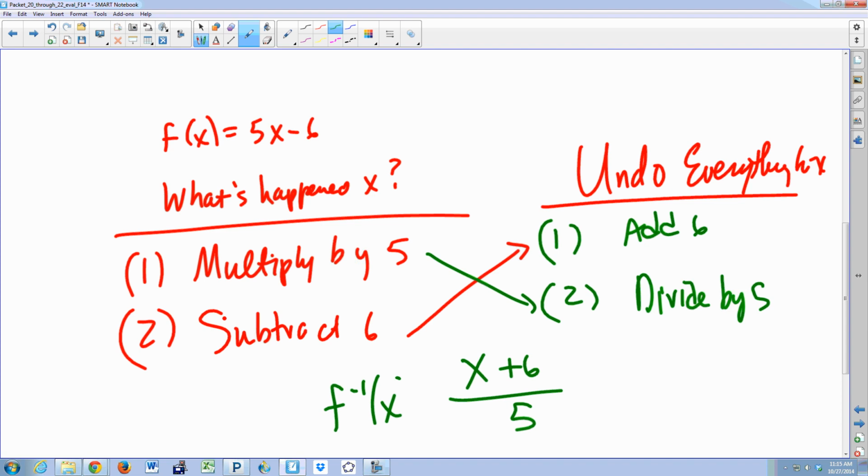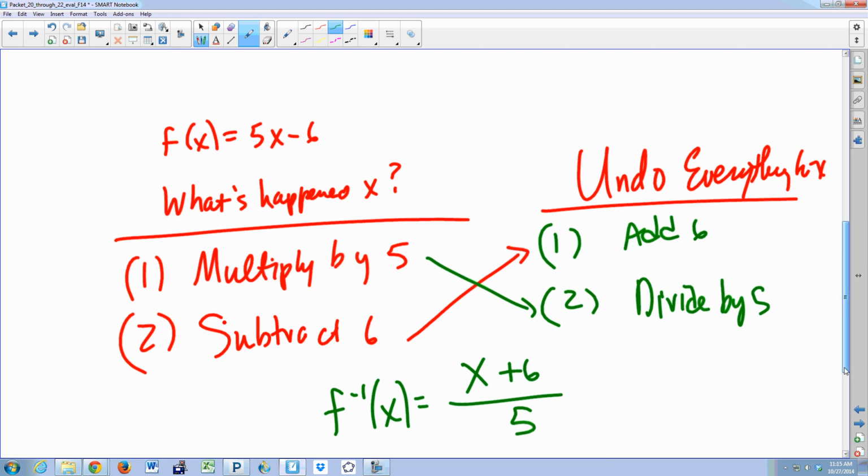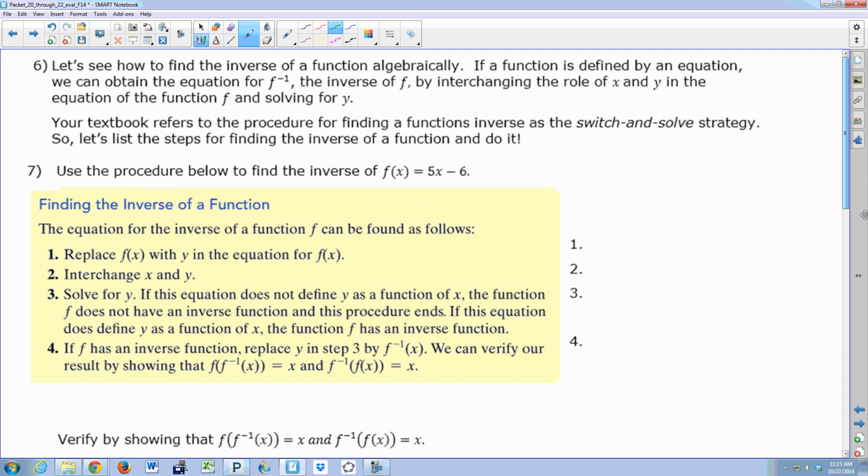I didn't even have to do any fancy algebra or follow any set of steps that the book gives me. Okay. We can do all of these really by looking at what's happened to x and then undoing each of those in this order. But that could take a while. So let's go see how we do this with the algebra. Your book calls this the switch and solve strategy. I always think of some kind of spy thing or something when I see this switch and solve.